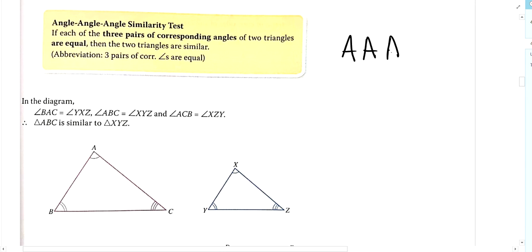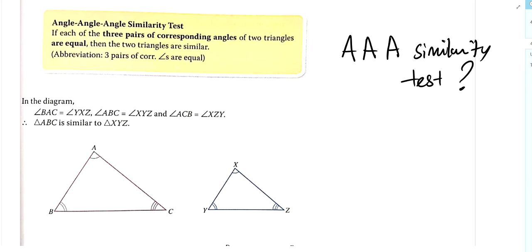A, A, A similarity test. Shall we write this? So all listen up again. Everybody listen up. Look at what I wrote in black. AAA similarity test. This will give you 0 marks. Okay? I don't care what your tutor tells you. I don't care what your elder siblings tell you. The moment you write AAA similarity test, you'll be penalized. What do we accept? We accept only this.